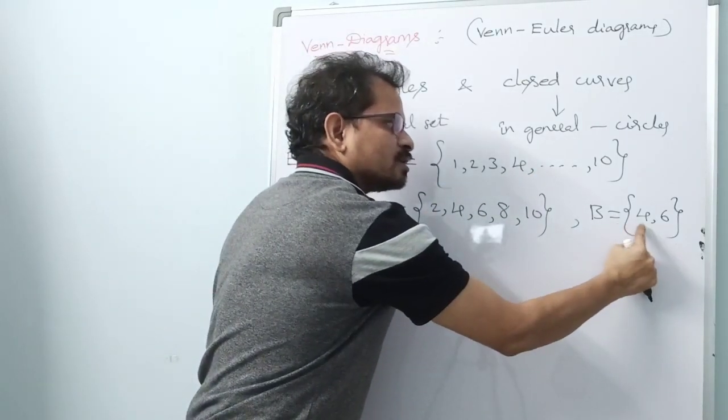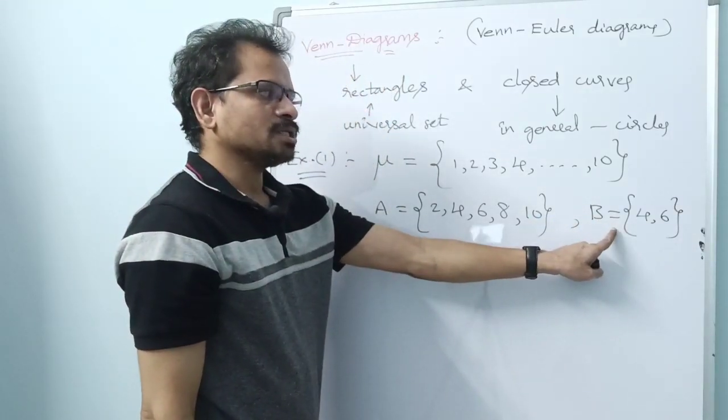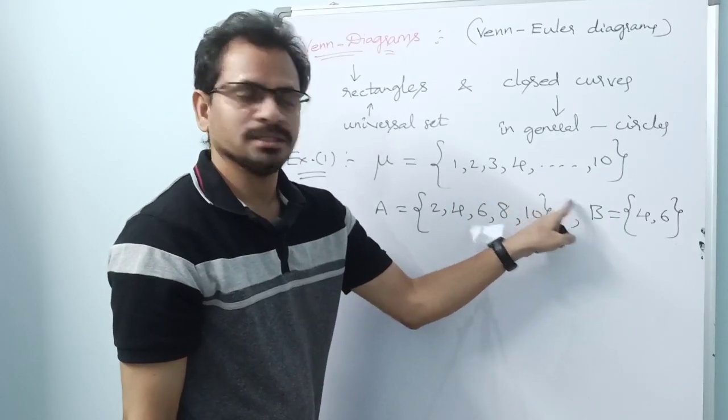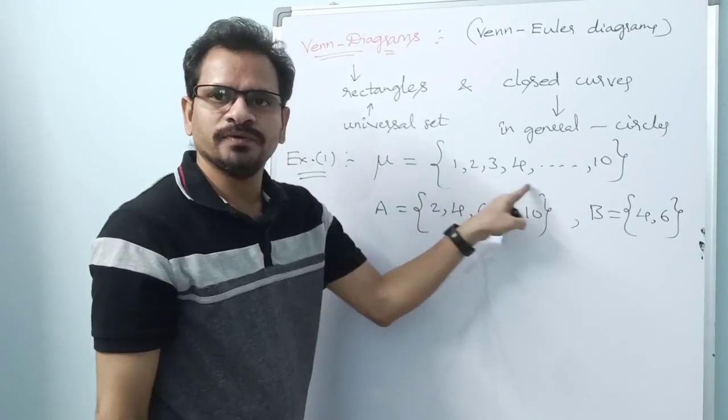Then what about this one? 4 and 6. 4 and 6 are elements of set B. This is also a subset of this universal set mu. Why? Because 4 is there, 6 is also there. So B is a subset of universal set mu.